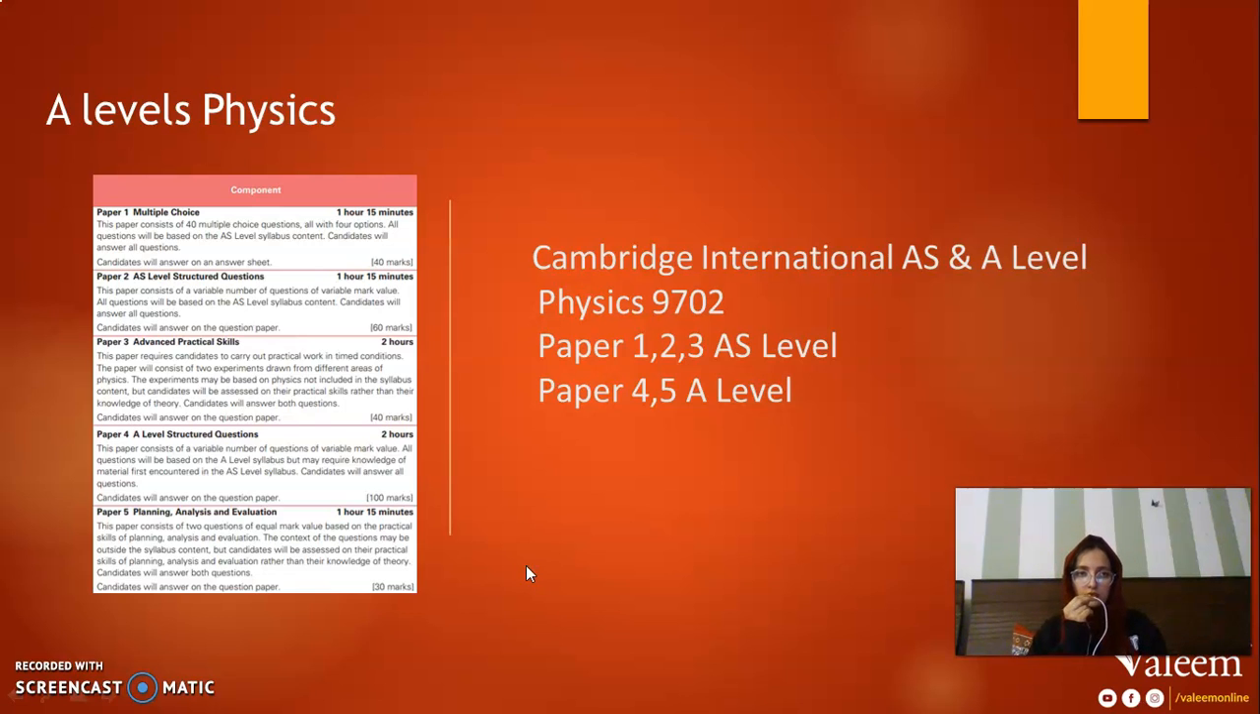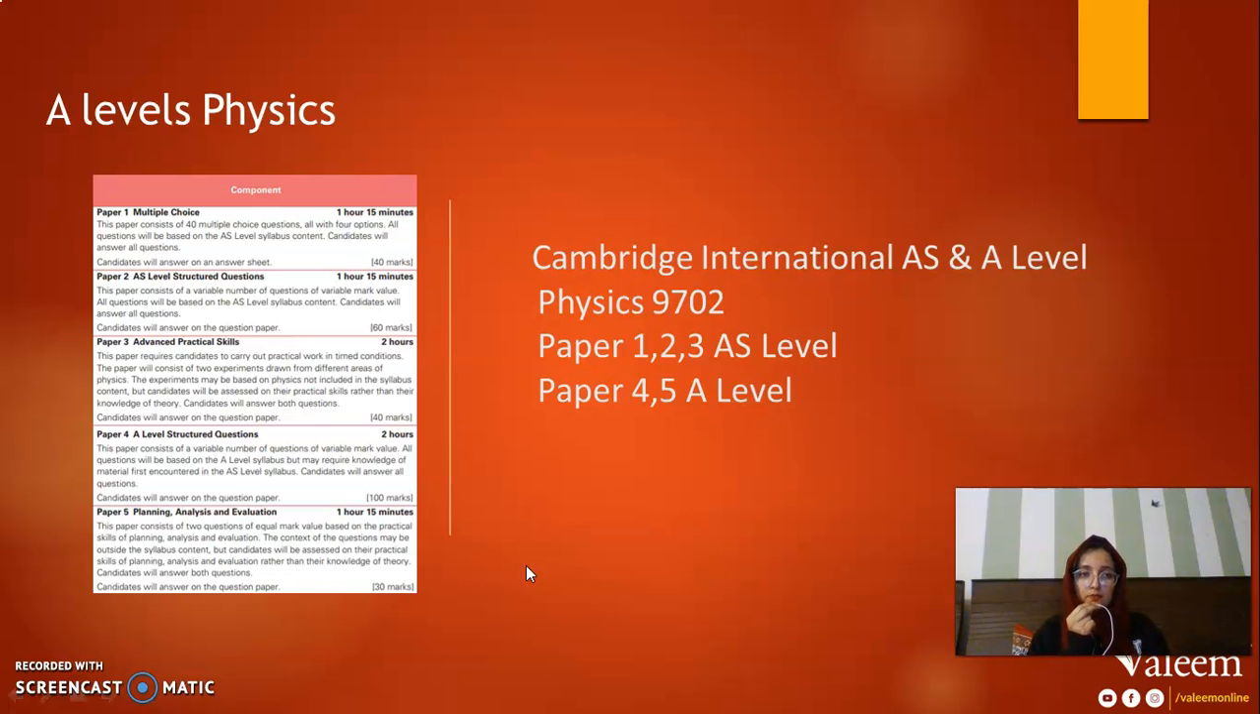Here's a brief introduction about the A-levels physics paper. This paper is Cambridge International AS and A-levels physics. The paper code is 9702. There are total 5 papers. In AS level, paper 1, 2 and 3, and in A-levels there are paper 4 and 5. Paper 1 is a multiple choice question paper that is of 1 hour and 15 minutes. The total marks are 40.